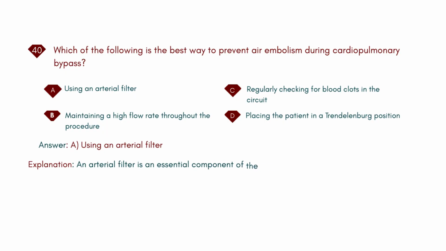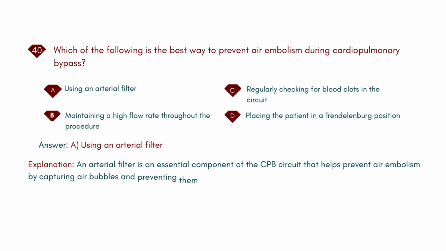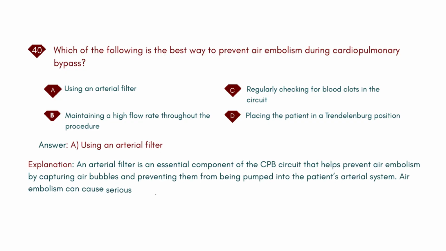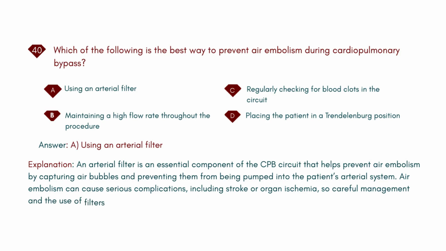Explanation: an arterial filter is an essential component of the CPB circuit that helps prevent air embolism by capturing air bubbles and preventing them from being pumped into the patient's arterial system. Air embolism can cause serious complications, including stroke or organ ischemia, so careful management and the use of filters are critical for patient safety.